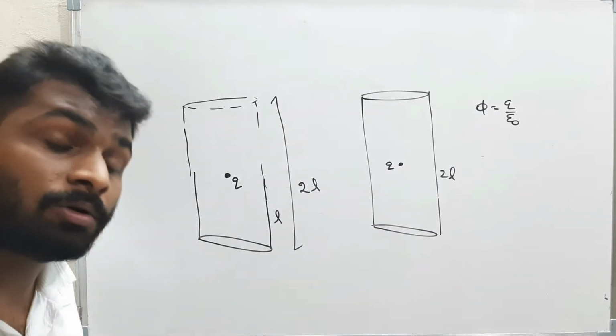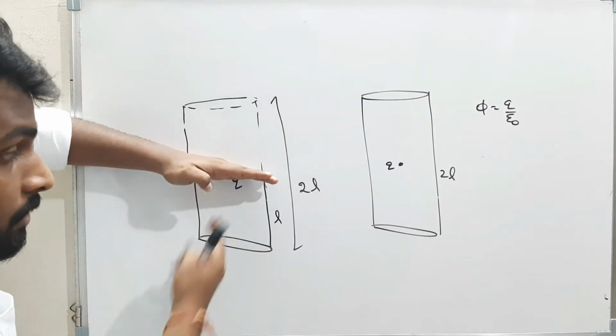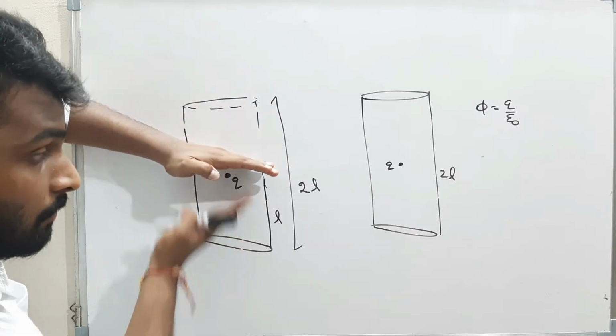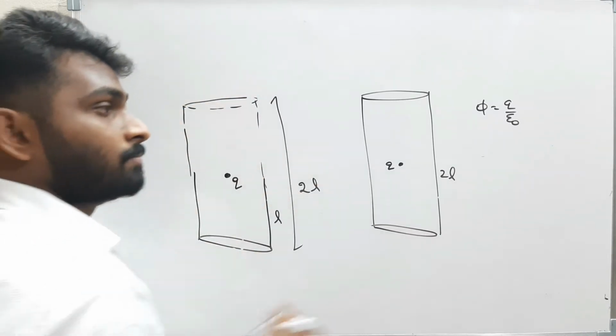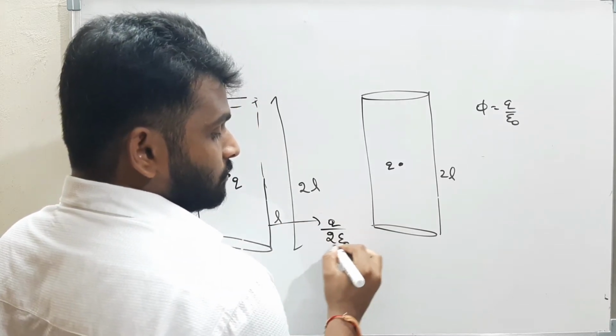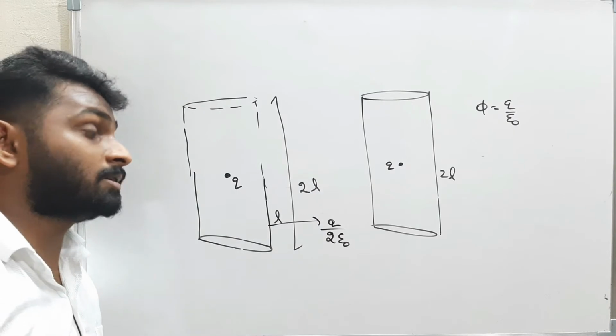But they told to find the flux through only half. For whole it is Q by epsilon naught. But for half it is how much? Q by 2 epsilon naught. I think that is clear.